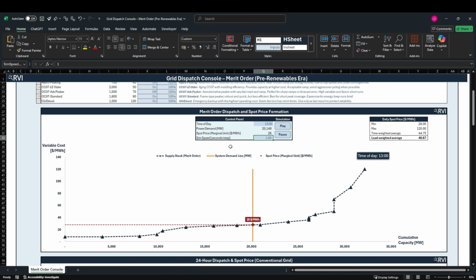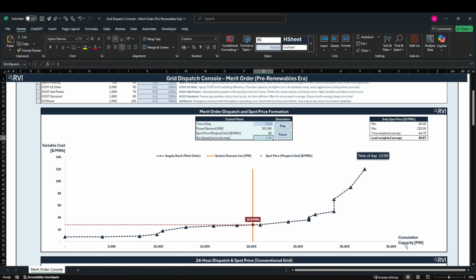Below this panel, we have the heart of the console. This chart shows what's happening at any instant. The dashed dark blue line is our supply stack. Each step is a generator, sorted from the cheapest on the left, over here, to the most expensive on the right. The orange vertical line is the system demand line. Wherever it crosses the stack, that's the marginal unit. And this little red dotted line shows its price. That's the current wholesale electricity spot price.